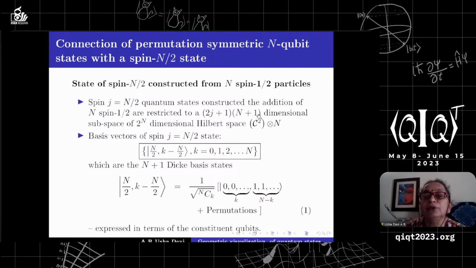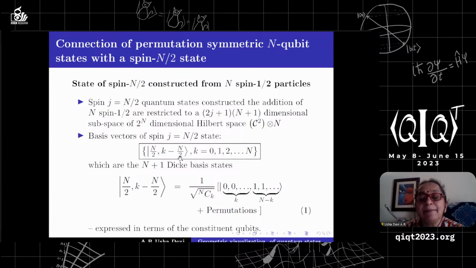2J plus 1 is equal to n plus 1. It is an n plus 1 dimensional subspace of the 2 to the n dimensional Hilbert space, C2 to the power n. And then I have a symmetric subspace, which is a 2J plus 1, or n plus 1, dimensional subspace. So there, what are our basis vectors?